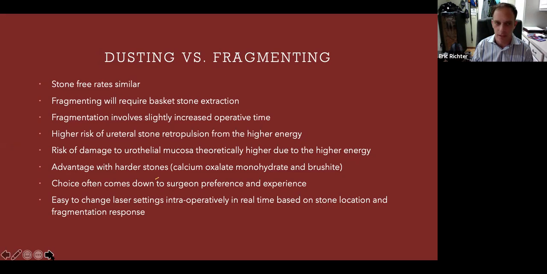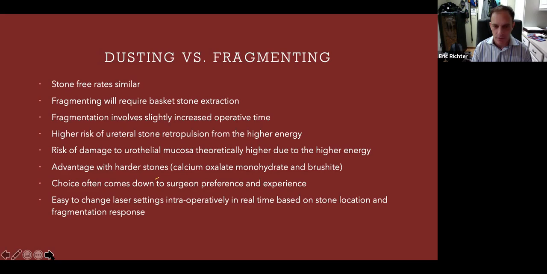Basically, stone free rates are similar. Fragmenting does require basket stone extraction. Fragmentation also results in more operative time, because each time you have to go up and basket a stone, then bring it out of the scope, drop it off, and advance the basket back up. There's a higher risk of ureteral stone retropulsion from the higher energy with fragmenting. There's also theoretically a higher risk of damage to the mucosa when you're using the higher energy of fragmenting.